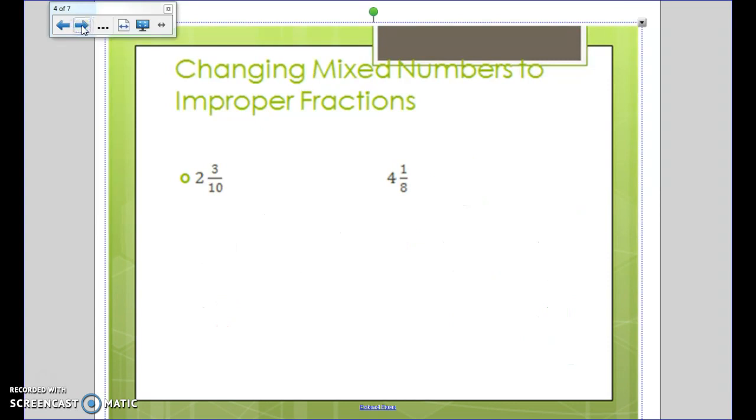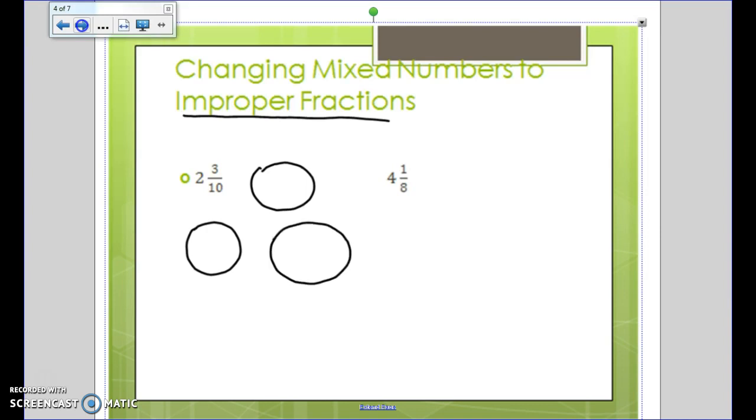Let's take a look at another one here, and this one says 2 3/10. And to write that as an improper fraction, let's just visualize it first. So I need 2 wholes and 3/10 of the next whole. So I'm going to divide each of these into 10 pieces. See if I can do that here. There's 8 pieces, and then 9, 10 pieces. And we're going to assume that they're all exactly 1/10.